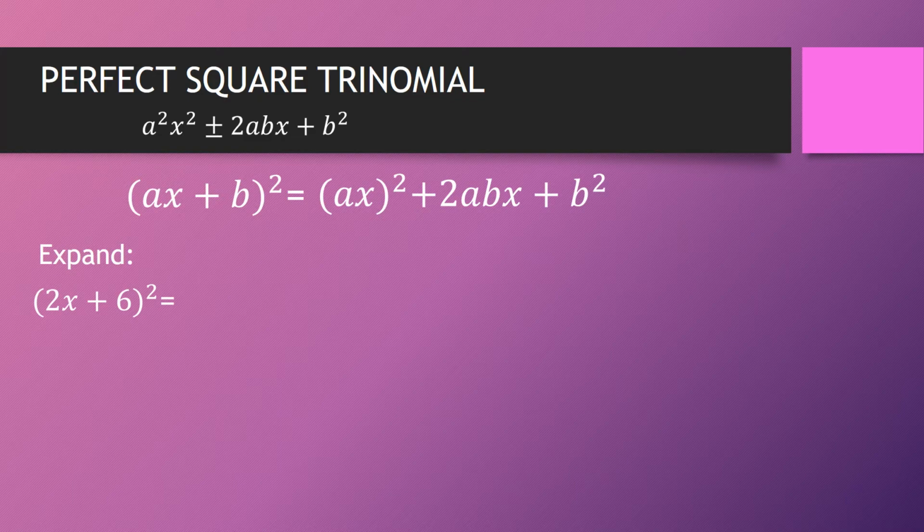We're going to do another example. I need to expand this expression. Now it is very easy. I have here 2x, the first term of the binomial, and 6, the second term of the binomial. Using this expression, the first term is 2x squared. Because you had positive here, you write positive here.